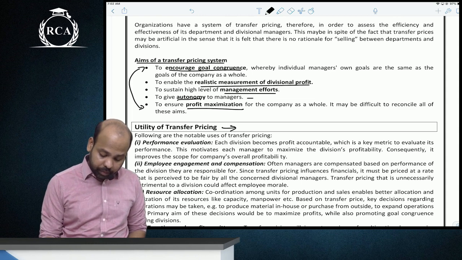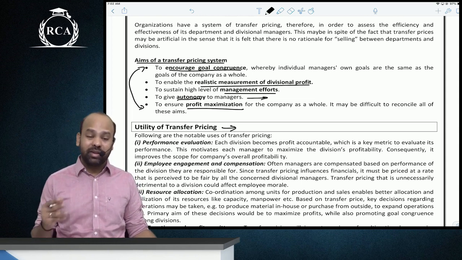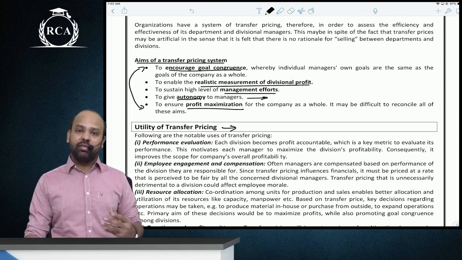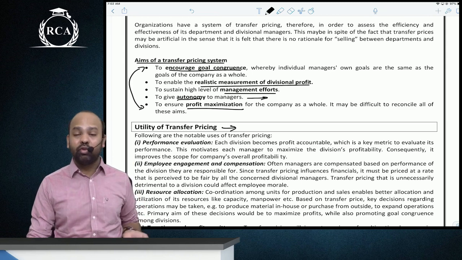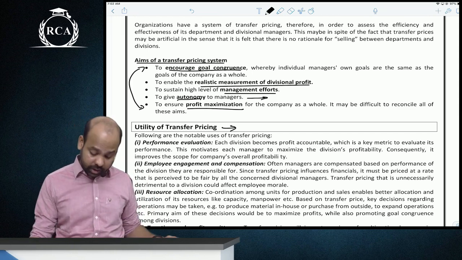If you have a transfer pricing system in place, you're basically giving autonomy to these managers. You do not have to interfere. You're telling them, boss, you have the independence, you decide what is to be done. That independence is being given to these managers.